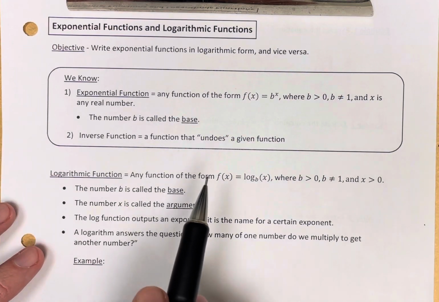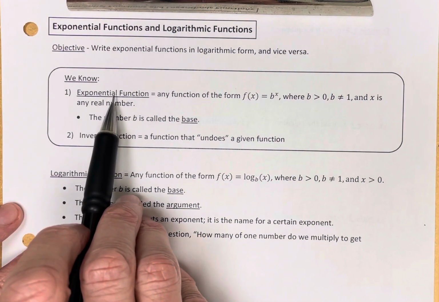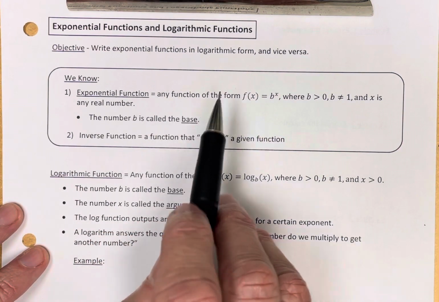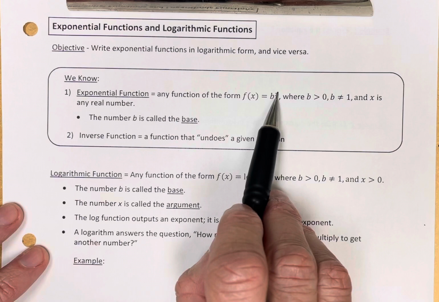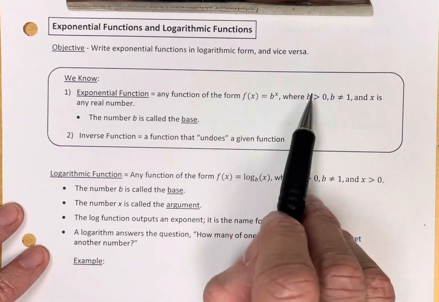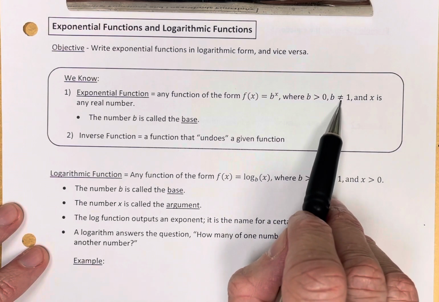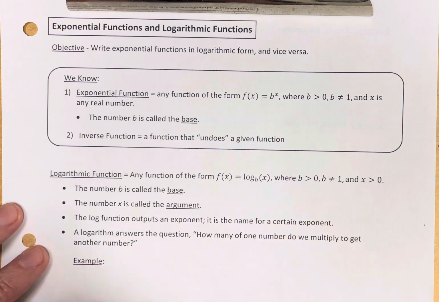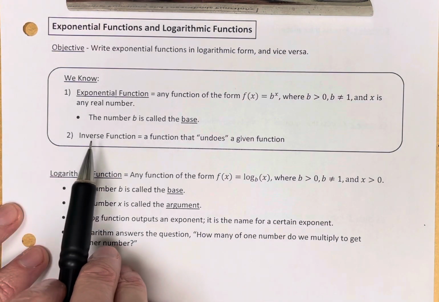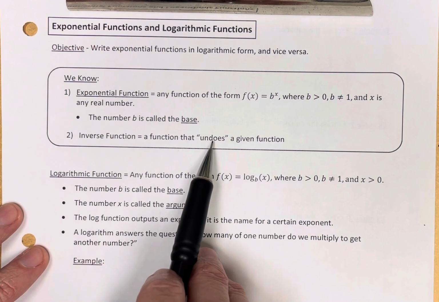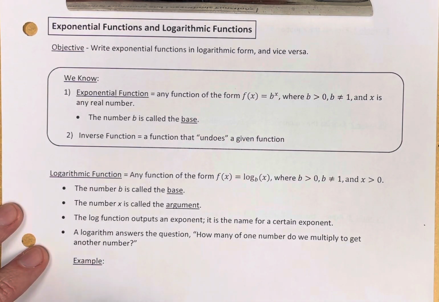So we know a couple things coming in that are going to help us. We know what an exponential function is: any function of the form f of x equals b to the x, where b, the base, is positive but not equal to 1, and x, the exponent, is any real number. We also know what an inverse function is. It's a function that undoes a given function.